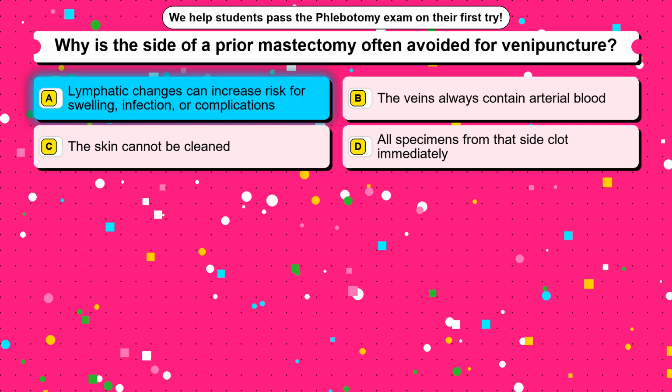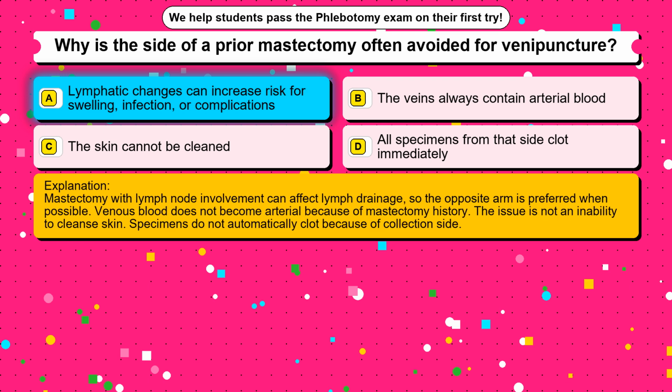The correct answer is option A. Lymphatic changes can increase risk for swelling, infection, or complications. Mastectomy with lymph node involvement can affect lymph drainage, so the opposite arm is preferred when possible. Venous blood does not become arterial because of mastectomy history. The issue is not an inability to cleanse skin. Specimens do not automatically clot because of collection side.